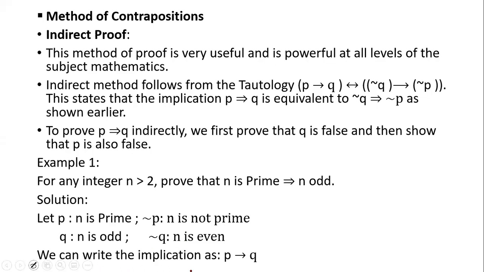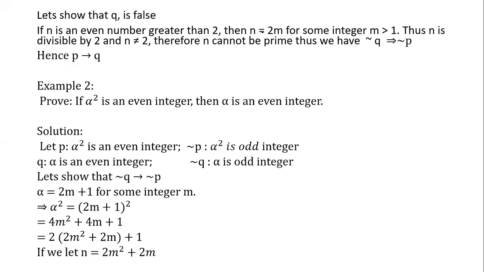So we cannot simply write the implication as P implies Q, which is what we want to prove. Instead, let's start with the negation of the conclusion, not Q, which says n is even. I know the meaning of even numbers. So let's show that Q is false. When Q is false, it means n is even, that's not Q.